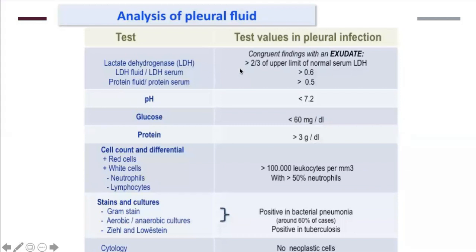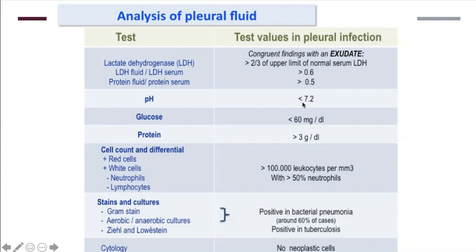As you know from the Light criteria, you have to differentiate whether it's exudative or transudative. So exudative pleural effusion would be either more than 2/3 of the upper limit normal of LDH, or if you have the LDH fluid to LDH serum ratio more than 0.6, or the protein fluid to protein serum ratio more than 0.5. So these are indicating exudative.